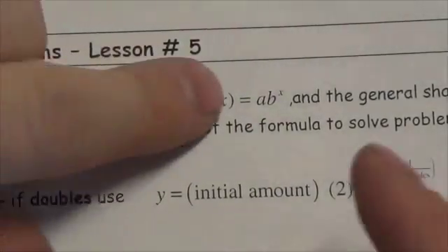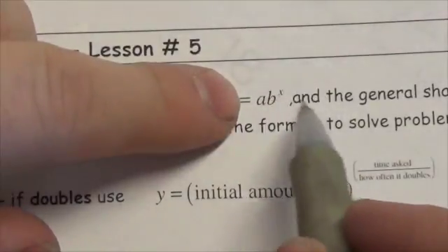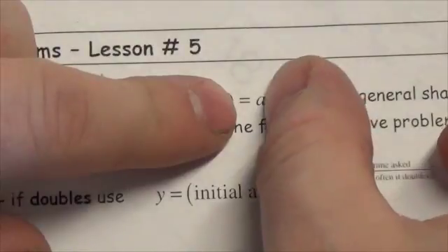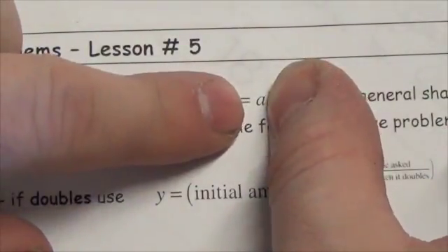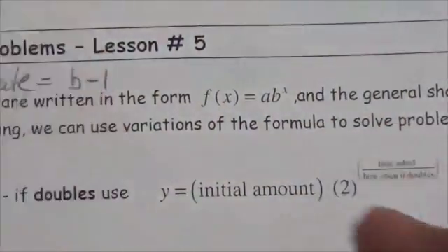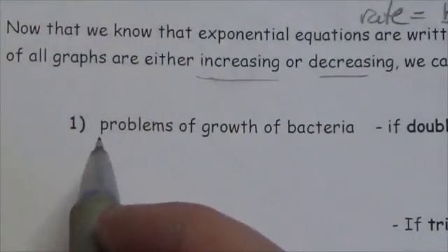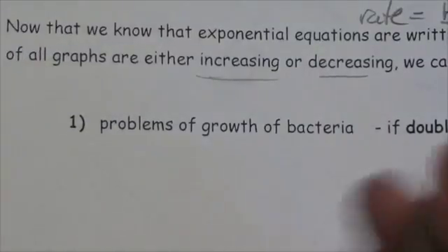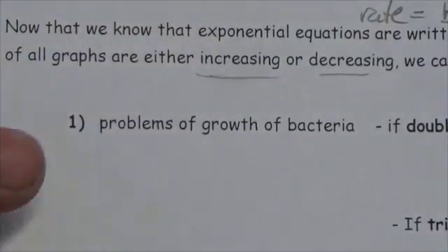If we're going to talk about word problems here, we're going to typically let the exponent be time. And so when time is equal to 0, we get a. That therefore becomes the initial value. Now we're going to take a look at some different ways of looking at this. Problems of growth, let's say bacteria. It could be growth of any kind of a population really.